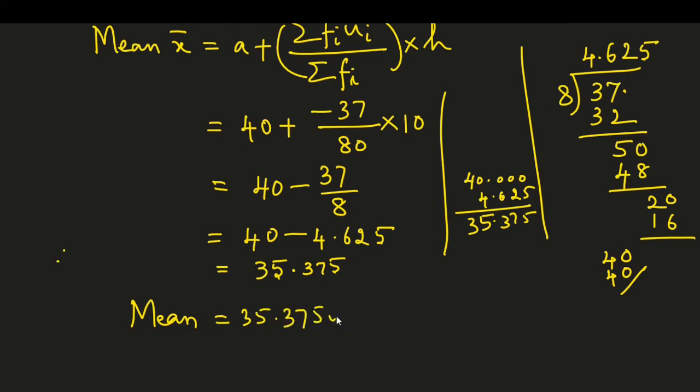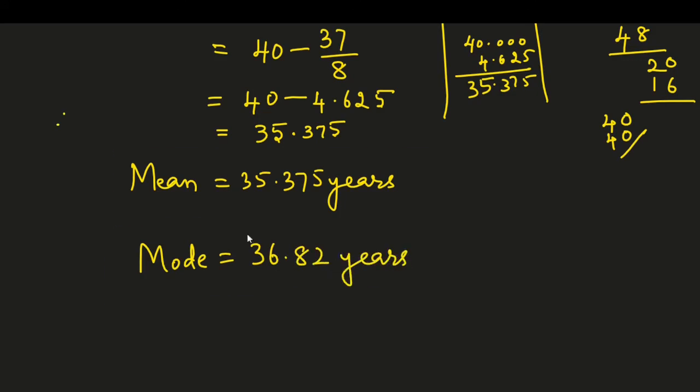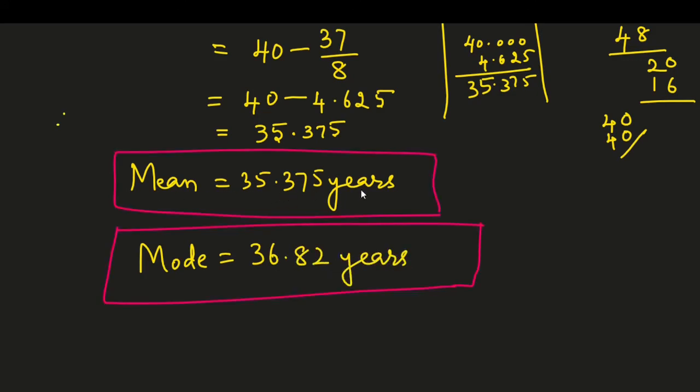So mean is 35.375 years. Here we obtained mode as 36.82 years. Mean is 35.375 years. Mode is 36.82 years. Mean is the average age of patients.